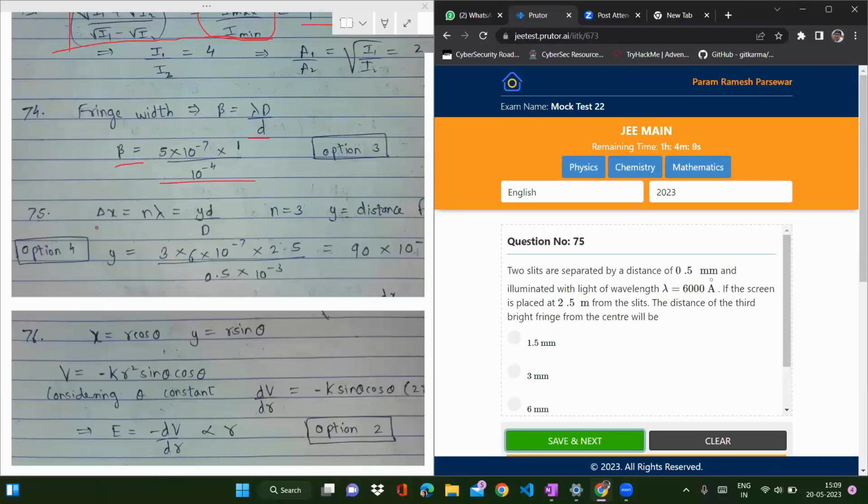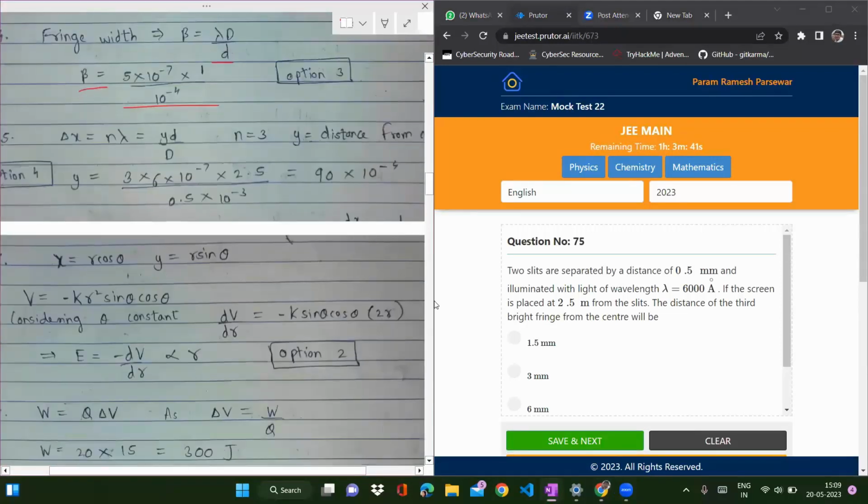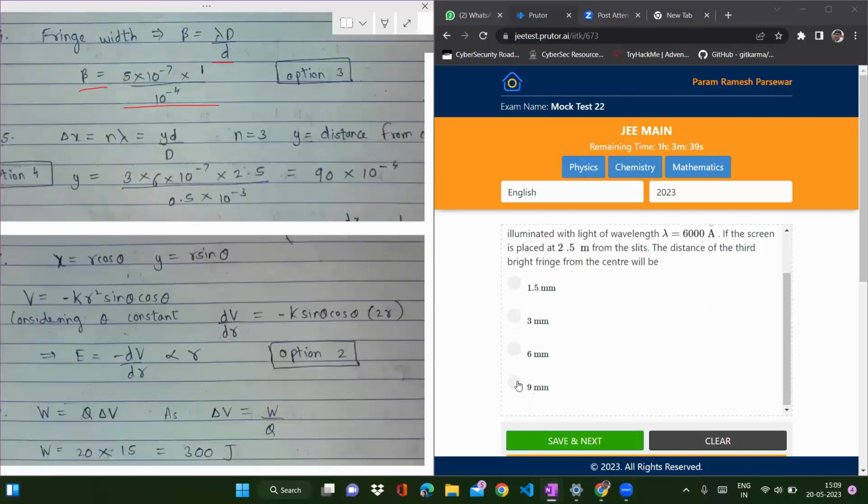Small d is the distance between the slits, and the capital D is the distance between the screen and the slits. So just putting the values of n equals 3, as we need the distance of the third bright fringe, and lambda's value, we will get y equals 90 into 10 to the power minus 4, which is nothing but 9 m, option 4.